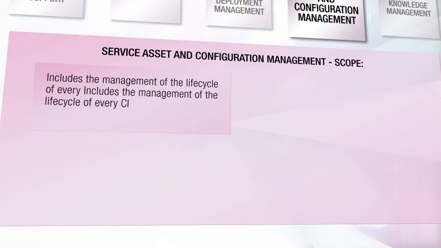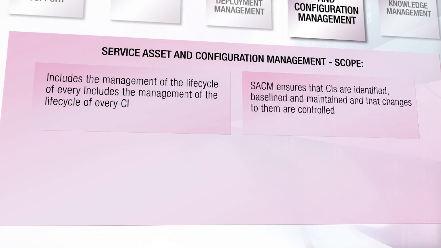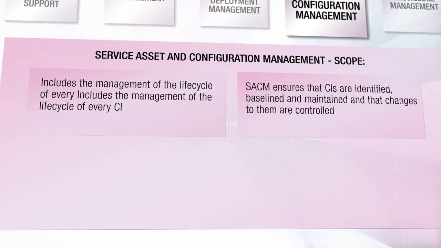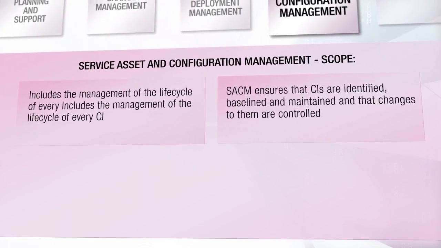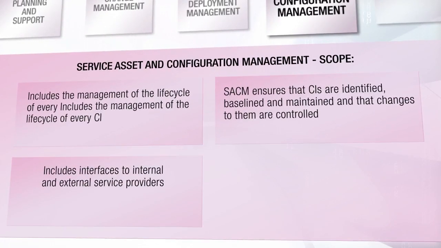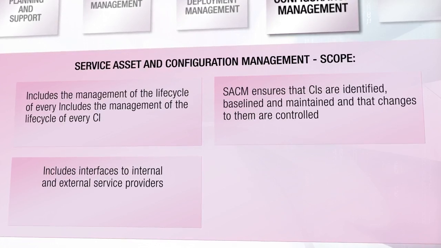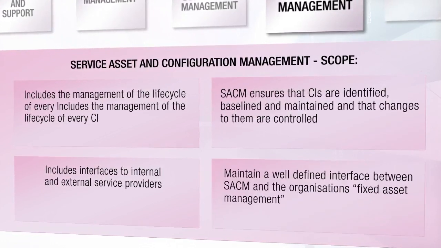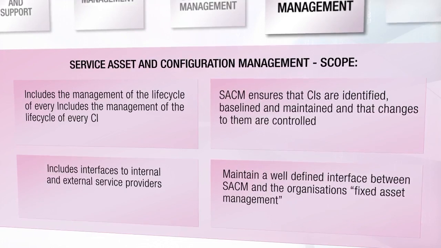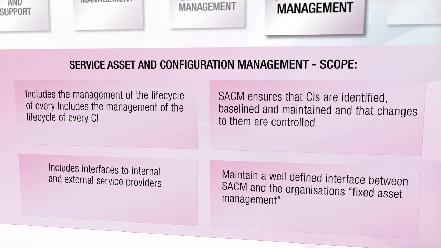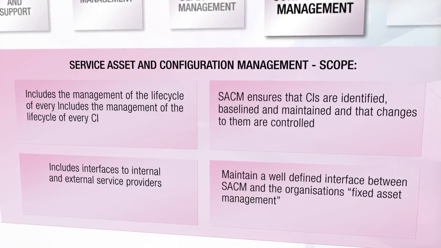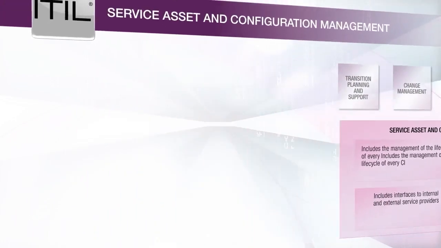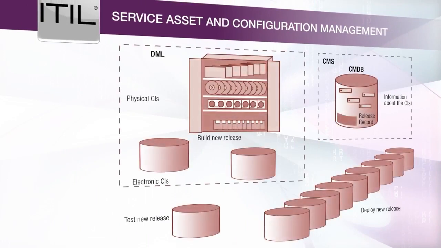The scope of the service asset and configuration management process includes management of the complete life cycle of every configuration item to ensure that all configuration items are identified, baselined and maintained, and that changes to them are controlled. The scope also includes the interfaces to internal and external service providers, where there are assets and configuration items that need to be controlled, as well as maintaining a well-defined interface between service asset and configuration management and the organization's fixed asset management. As with other ITIL processes, there are a number of basic concepts that we need to be familiar with first.